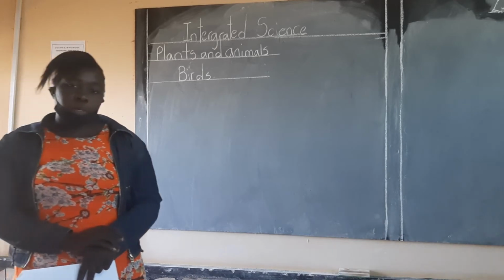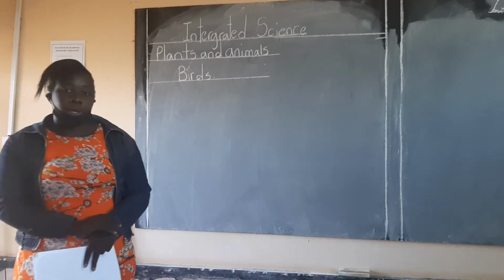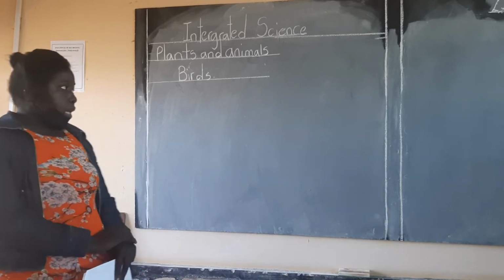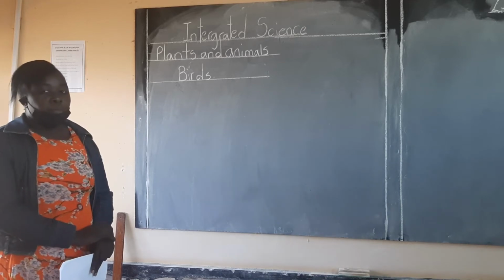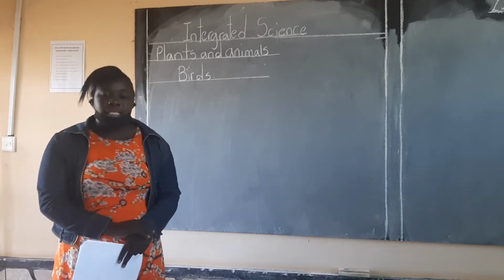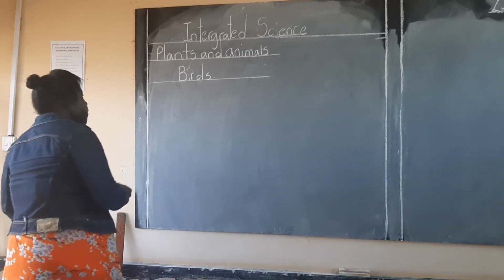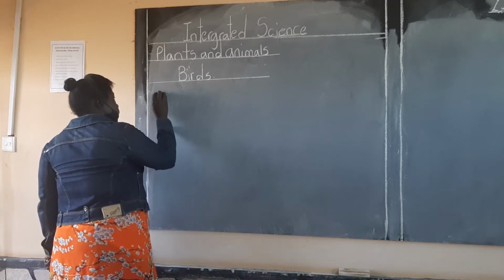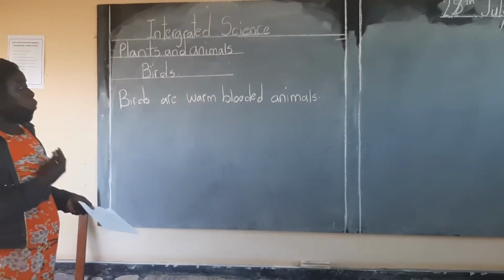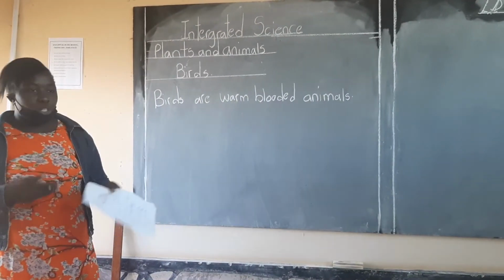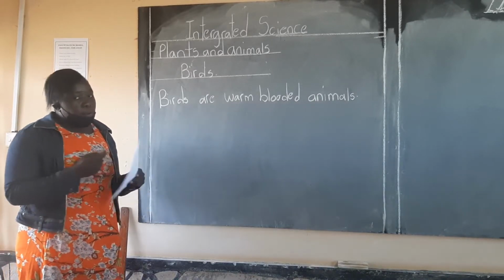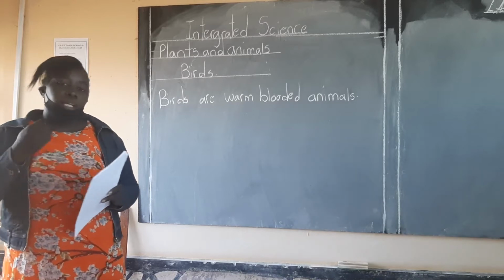So can someone define the word birds? What are birds? Okay, very good. So we are saying birds are warm-blooded animals. Just like mammals, birds are also warm-blooded animals. They do not rely on the sun for their bodies to be hot. Instead, their bodies produce their own heat.